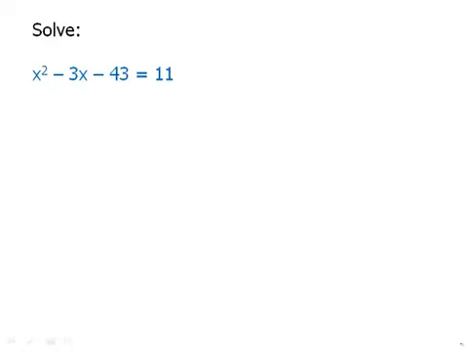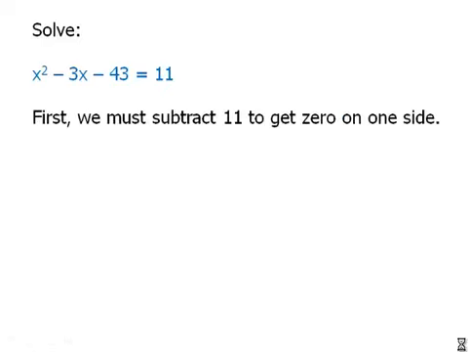Here's another example. Before we can apply the zero product property, we have to have something that equals 0. So our first step is going to be to get the quadratic equal to 0. We're going to do this by subtracting 11 from both sides.